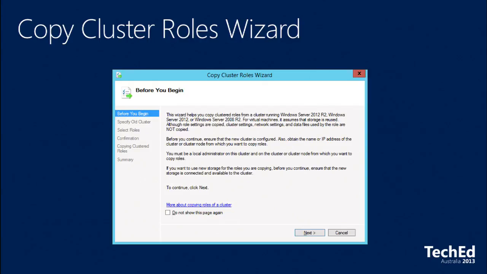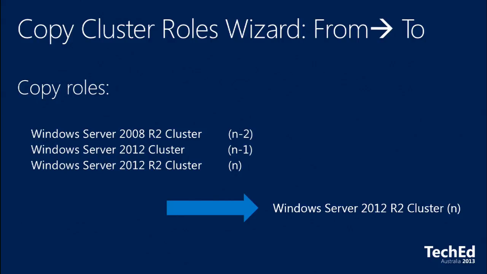Now, the surprising thing is, a lot of people see the copy cluster roles wizard and assume that this process is going to involve a lot of downtime. It really doesn't. You can do this process with 5–10 minutes of downtime. The copy cluster roles wizard supports back to 2008 R2. They always support N-2.